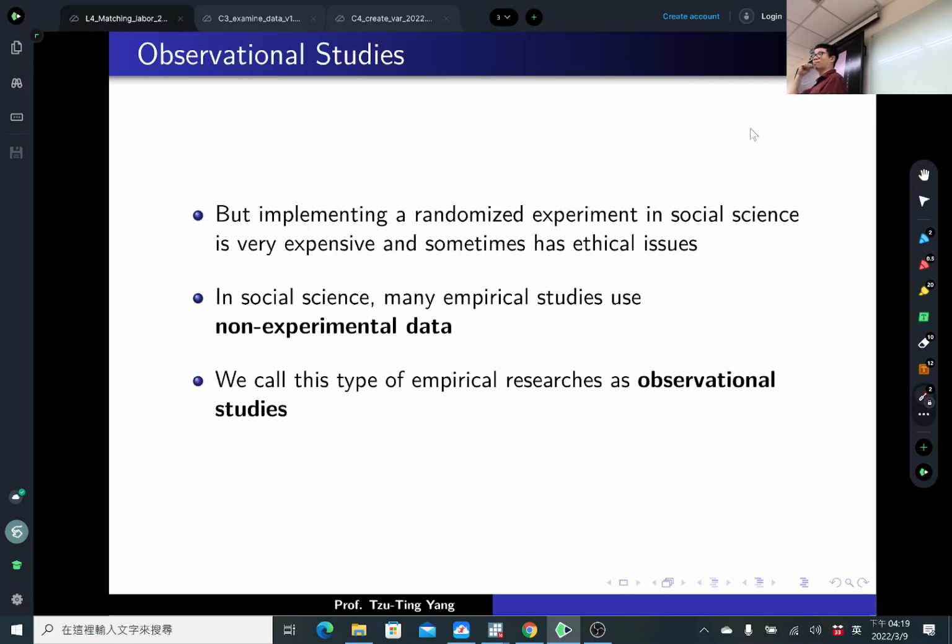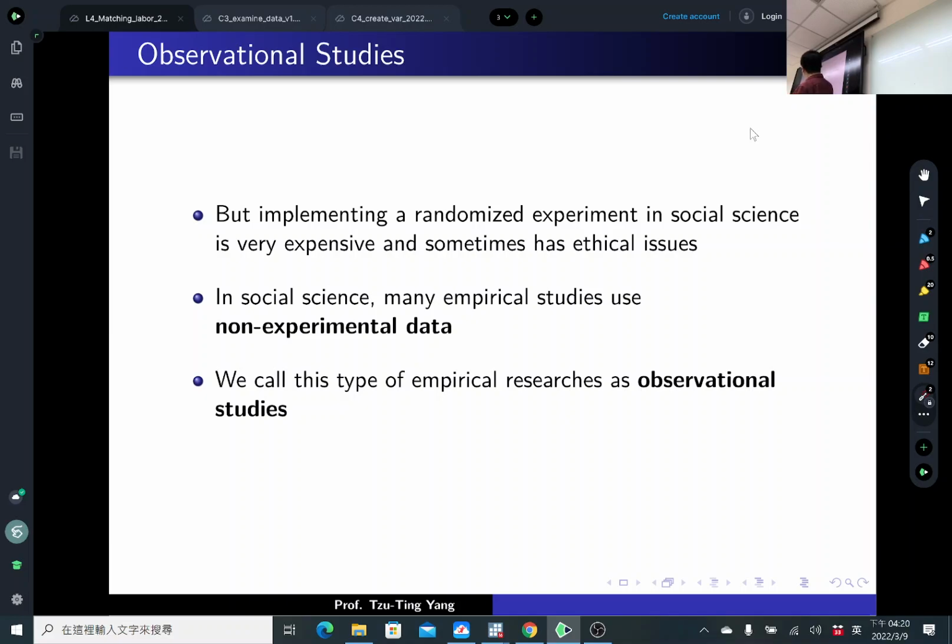Only if you find some very smart way, like last week we discussed several researchers who used randomized control experiments, but found some creative way to implement this and answer big questions. But typically, it's really hard to do that. So in social science, many empirical studies basically cannot use experiments to get a causal effect. We usually use non-experimental data to estimate the causal effect.